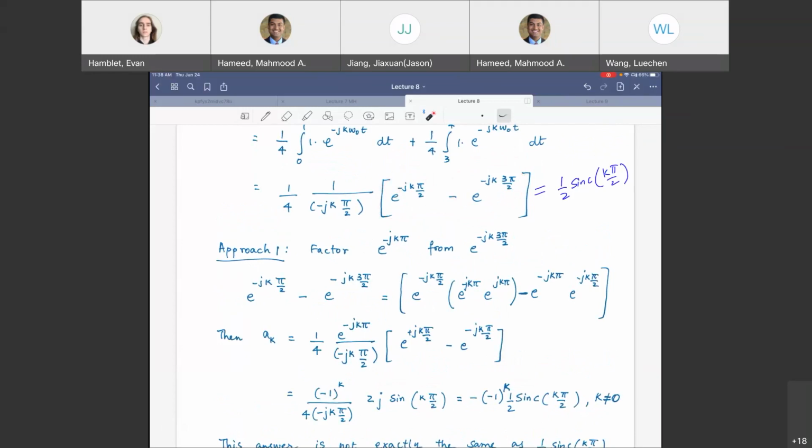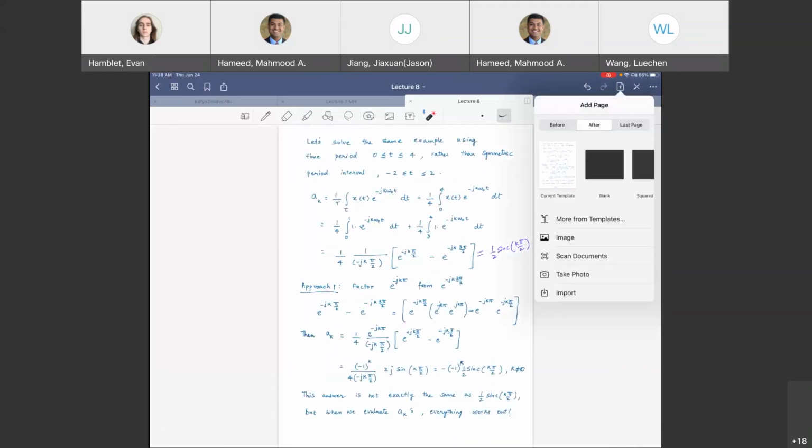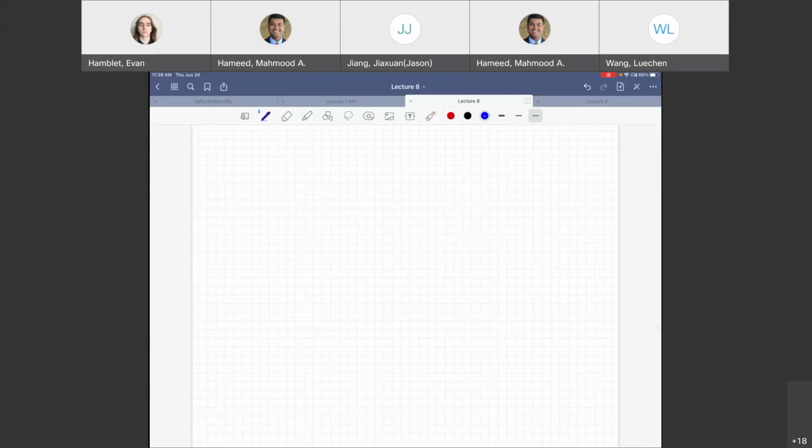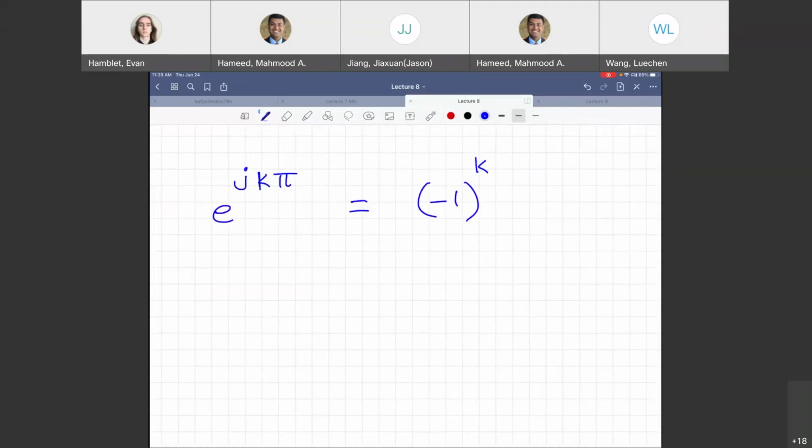Now with this, I want to talk to you guys about something else. Simplify e to the j k pi. Negative one raised to k. That's my claim. e to the plus or minus j k pi is minus 1 raised to k.